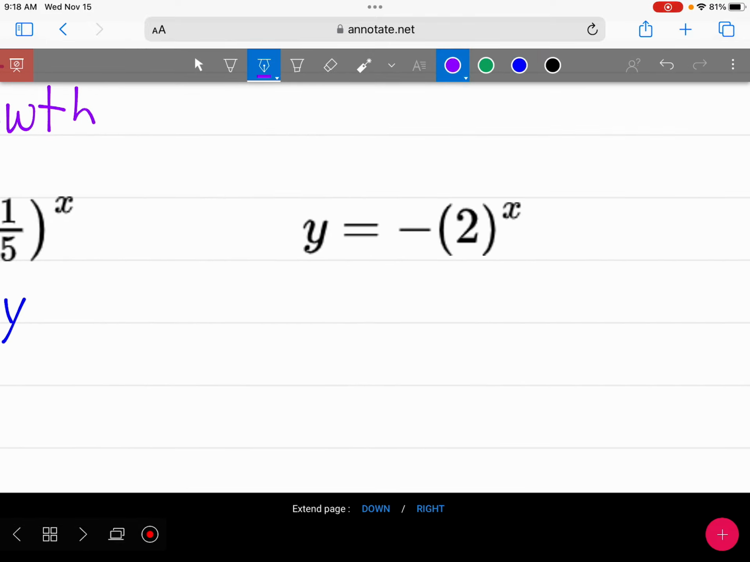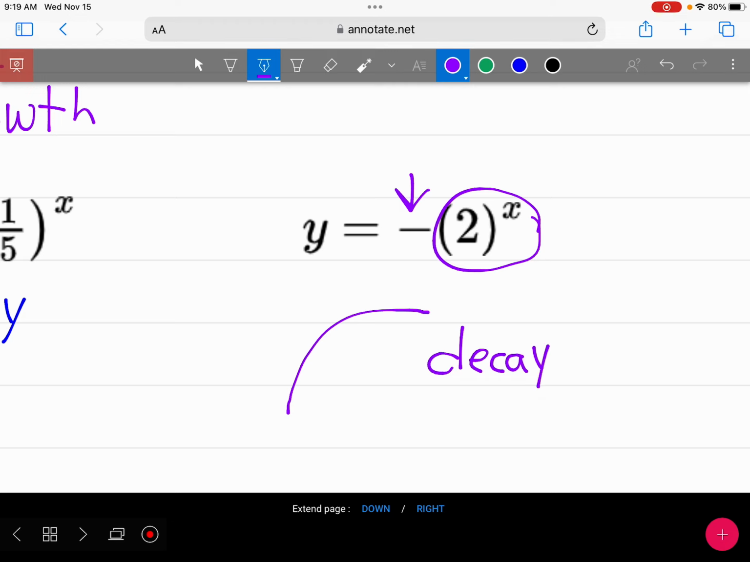What about this next one? It's decay. This piece is growth, but it has been reflected across the x-axis. And if I take growth and reflect it, it looks like that. So this is decay. This is a reflected growth.